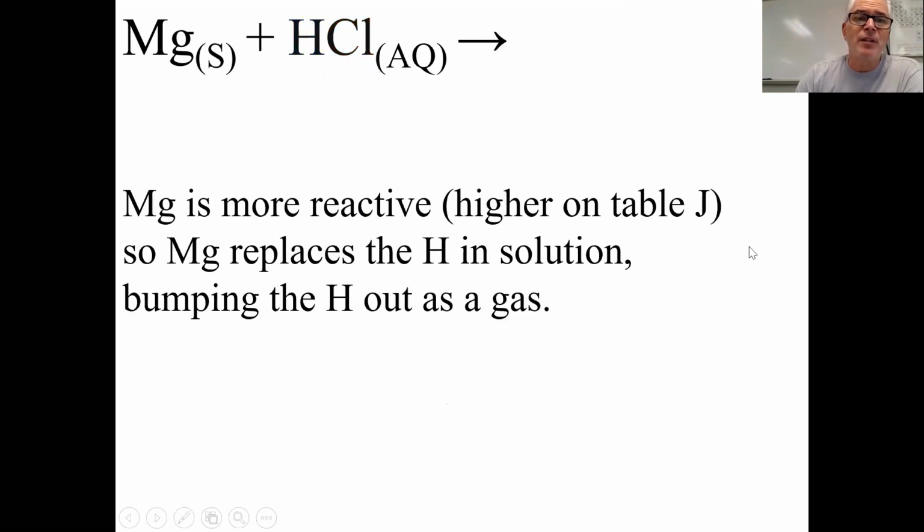So watch what happens. On table J, near the bottom, we have hydrogen, and near the top, we have magnesium. See how far apart they are? Now, this is weird. See, this is the metal column, and hydrogen is in the metal column. But look what it says at the very bottom.